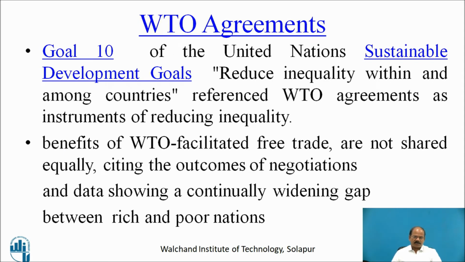Very important to understand the significance of Sustainable Development Goals, SDG Goal 10, which is to reduce inequality within and among countries. It is referenced by the World Trade Organization agreements as an instrument of reducing inequality. So indirectly, this particular agreement is pursuing Sustainable Development Goal number 10. Benefits of World Trade Organization: it facilitated free trade. These are not shared equally, citing the outcomes of negotiations, and data showing a continually widening gap between rich and poor nations. This clearly indicates that World Trade Organization to some extent is not successful in bridging this particular gap.